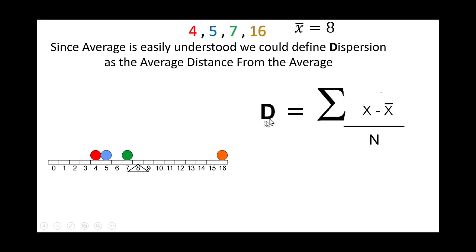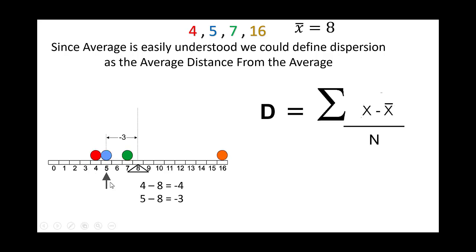My formula would look like this. D for dispersion equals the sum of each of my data values, X minus the average, and when we get done summing that up, we'll divide by N, and that'll be the average distance away from the average. It would look like this if we look at it on a balance bar here. Take my first piece of data. The first piece of data up here is 4. 4 minus our average of 8 gives me a minus 4. Second piece of data is 5.